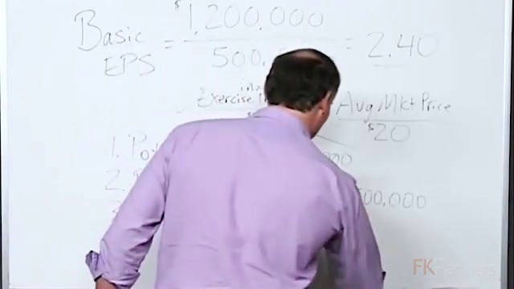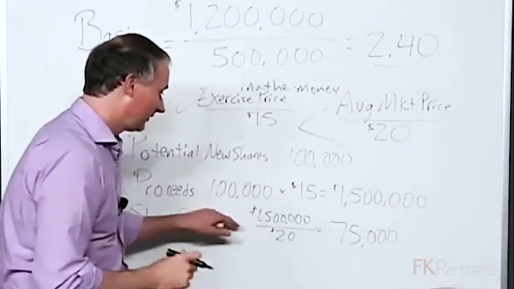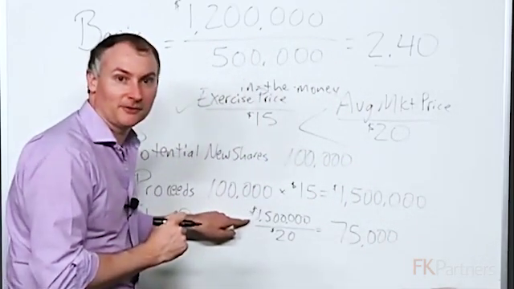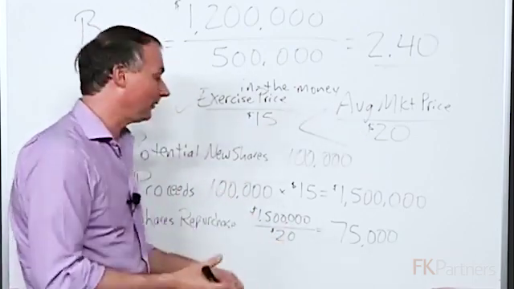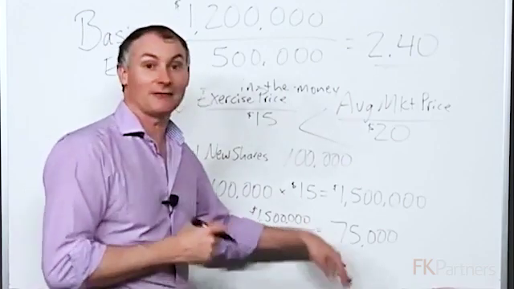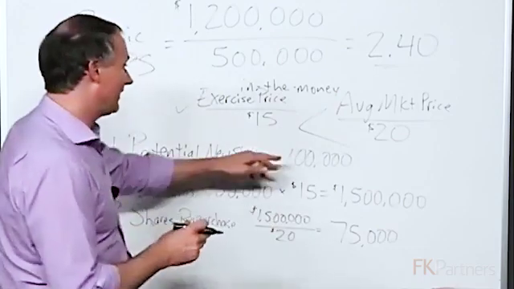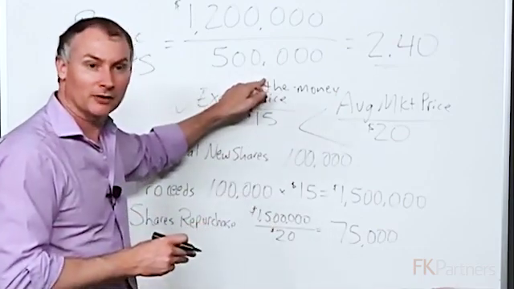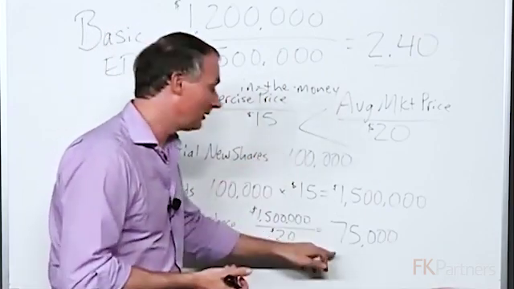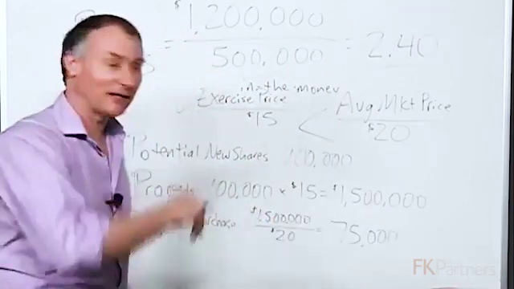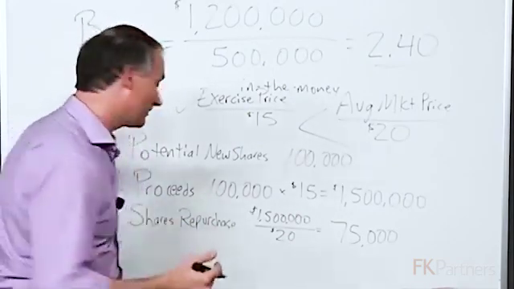So we're going to share repurchase here using proceeds. You can see 1,500,000 in proceeds over the average market price. What we can actually go into the market and buy is going to allow us to repurchase 75,000 shares of the potential 100,000. So instead of having to add 100,000 here, we're going to have to add only the difference between the potential new shares and what we were able to repurchase, which is, by the way, the final step in our Treasury method for accounting for stock options.